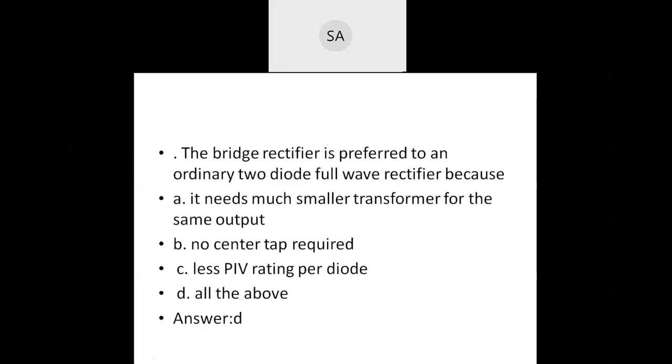The bridge rectifier is preferred to an ordinary two diode full wave rectifier because it needs a much smaller transformer for the same output, no center tap is required, and there is less peak inverse voltage rating per diode. All the above. In the bridge rectifier, all of these are considered: it needs a much smaller transformer for the same output, no center tap is required, and less peak inverse voltage. So the answer is all the above.